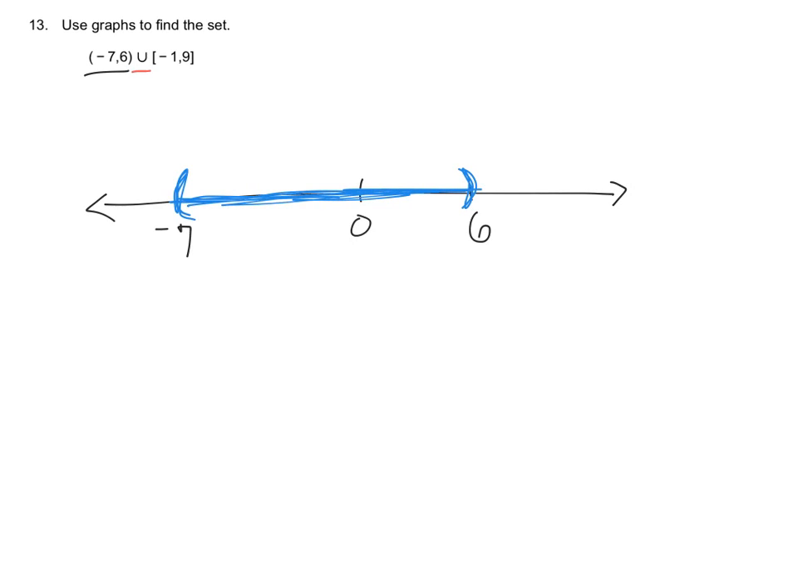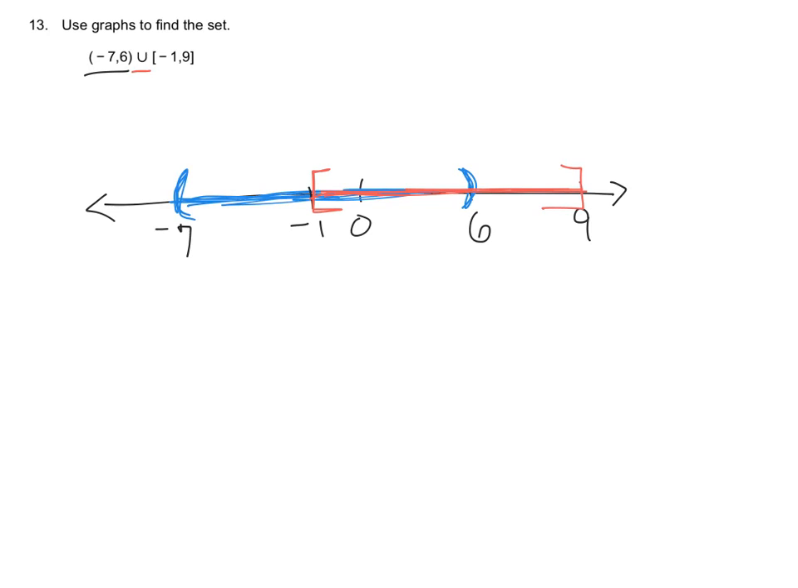My second interval is -1 to 9. So we'll put a -1 here. Now the -1 is included, so I'm going to put the bracket, and that goes all the way to 9, which is also included. So my second interval is represented by the red.